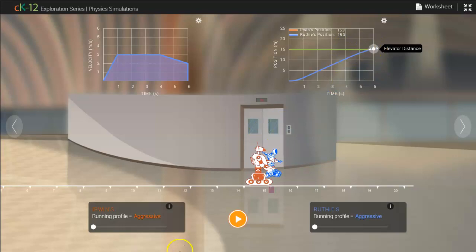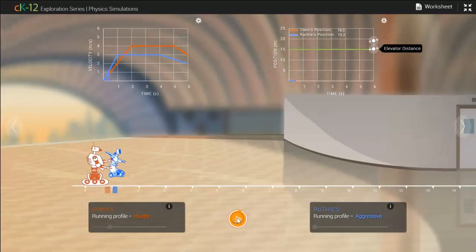Okay, so now let's take a look and see. I'm going to leave Ruthie at the aggressive, so she's going to have the exact same chart. But let's see what happens if we change Erwin's running style. So let's see what happens if he decides to hustle, and let's replay it.